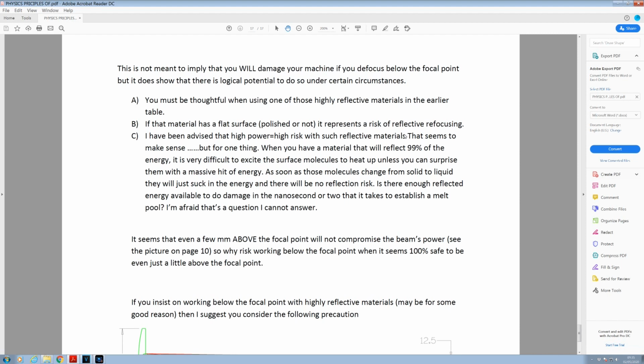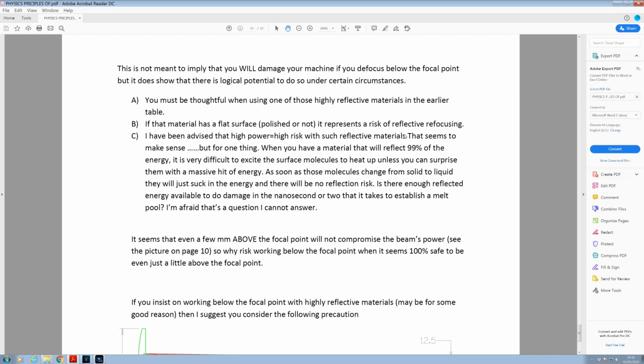For example, you might be using black anodized aluminium or coloured anodized aluminium. That's not a reflective surface, that's an absorptive surface. So really, it's a matter of using your common sense. The other important thing to remember is that if a material has a flat surface, whether it's polished or not, and it's one of these reflective materials, it is a risk. If you recall what I mentioned about reflectivity, it's all to do with the wavelength of the light and the atomic spacing of the material that you're firing the wavelength at. If that atomic spacing is less than the wavelength of the light, then there will be reflection.